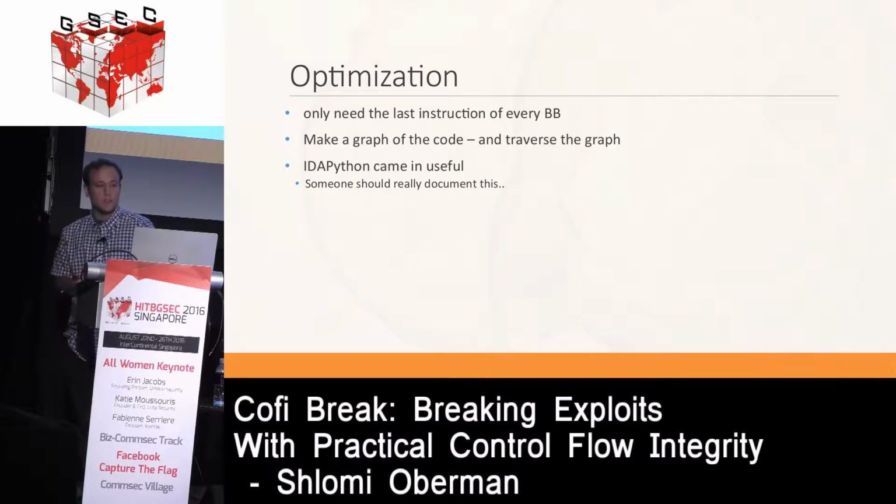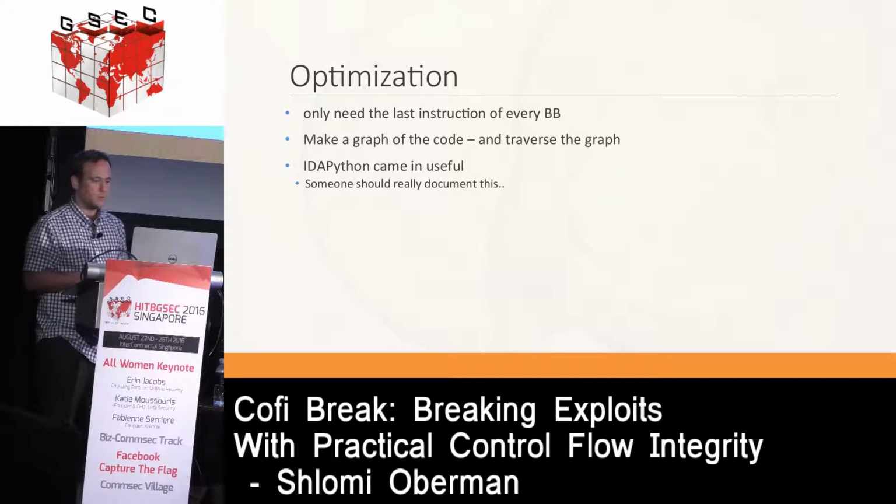Okay, we're essentially making a graph of the code or a graph of the basic blocks, and then we traverse the graph. If we have a basic block, we'd look at the taken not taken bit or at the TIP bit, and we know what the next basic block to look at is.